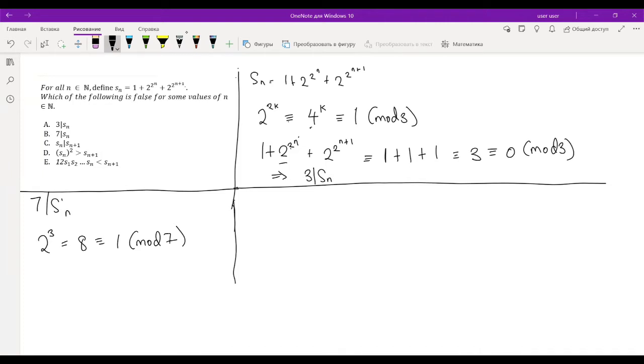So from this fact, you can conclude that 2 raised to any natural number power is equivalent to 2 raised to that natural number mod 3. You find the remainder when 3 divides the power, and it's going to be equivalent to 2 raised to that remainder, mod 7. Based on this simple fact, we can easily deduce why it has to be 3.